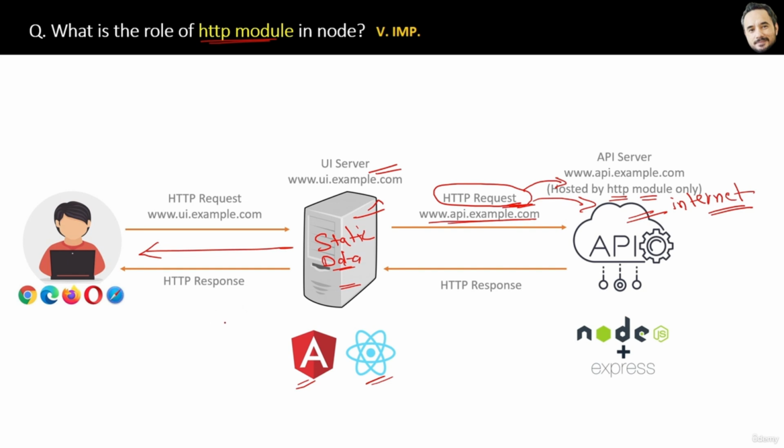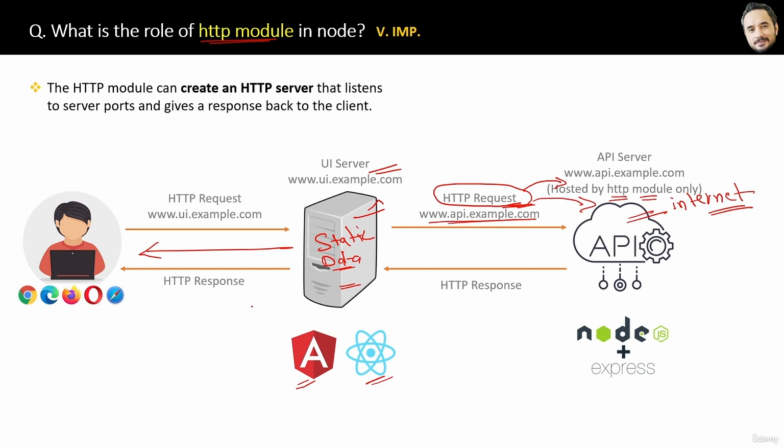Great. I think now you know the role of the HTTP module, right? In an upcoming question we will quickly see the implementation also, and the same thing I have written here. The HTTP module can create an HTTP server that listens to server ports and gives a response back to the client. That is the role of the HTTP module in Node.